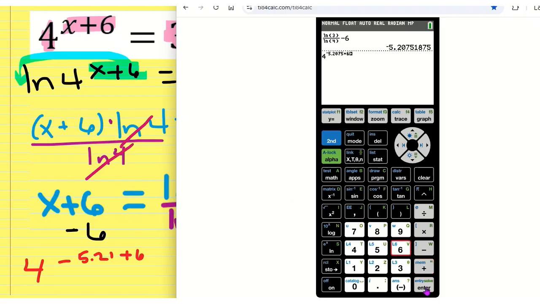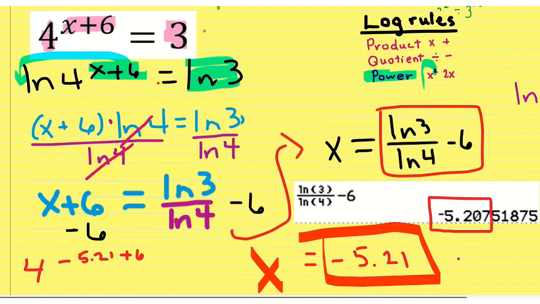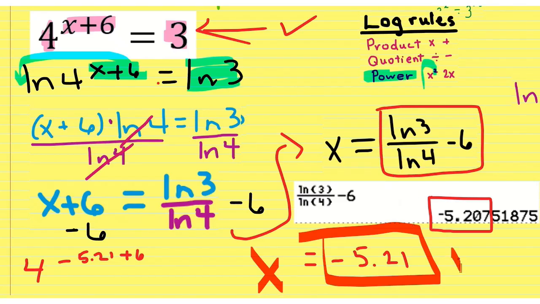So plus 6. And that gives me 3.0 with a really, really small decimal. But what did it tell me? It said that it was supposed to be equal to 3, so it checks out. That is a correct answer. That is an excellent choice for the value of x.